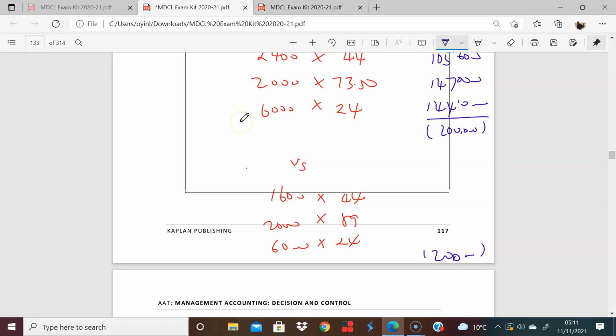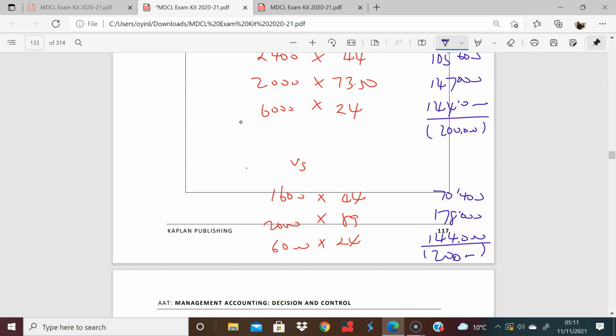Here I have 1,600 times 44, and that's 70,400. I have here 2,000 times 89, and I have 178,000. And here I have 6,000 times 24, and I have 144,000. And then take that away, and let's see which is higher.